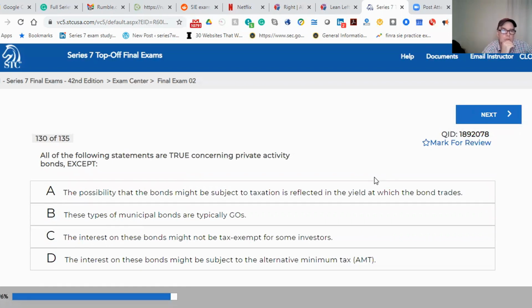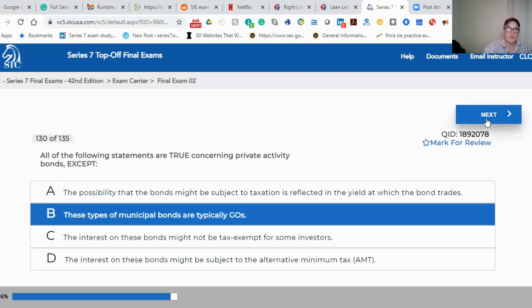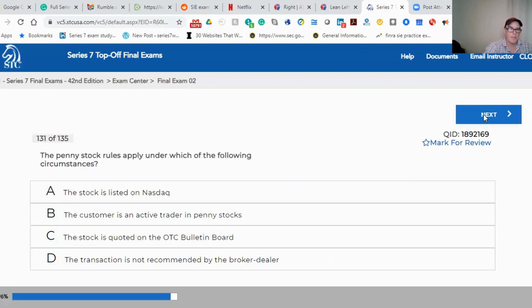All the following statements are true concerning private activity bonds, except the possibility that the bonds might be subject to taxation reflected in the yield. That's true. If it's taxable, the yield is going to reflect it. These types of bonds are GOs. We'll come back to that. Interest on these bonds might not be tax exempt. Yes, private activities might be subject to AMT. Interest on the bonds might be subject to AMT. That's true too. So the answer is they're not GOs. Private activity bonds are never GOs, they're always revenues. I just wanted to go through the whole thing.